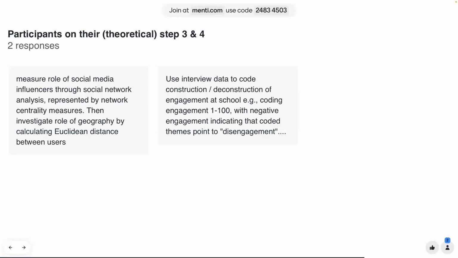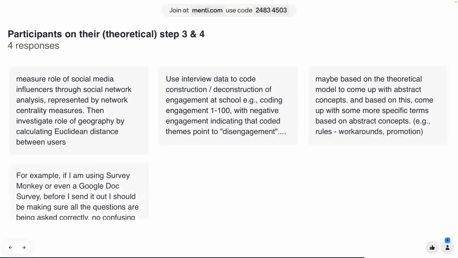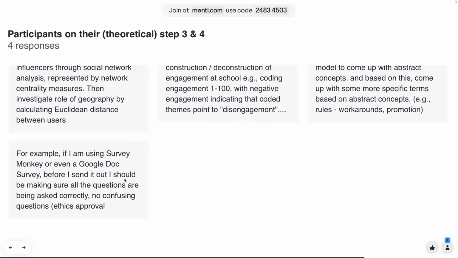Maybe I'll give it another minute, see if there's any more, and if not, we can head on to our step 5. Maybe based on the theoretical model to come up with abstract concepts, and based on this, come up with some more specific terms based on the abstract concepts, rules, workarounds, promotion. Yeah, that's why this step 3 is really important, because it just helps you define those terms, and it helps you sort of get more specific then with how you're going to formalize them, and then what method you'll use as well. For example, if I'm using SurveyMonkey or even a Google Doc survey, before I send it out, I should be making sure all the questions are being asked correctly, no confusing questions, ethics approval. Yeah, for sure. That's a really important part of step 3.